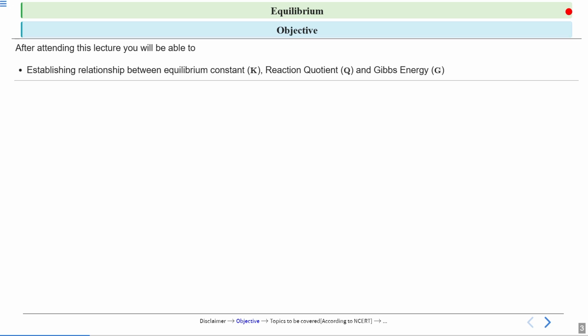You can just watch our lectures on thermodynamics. There you will get the idea of Gibbs free energy. Although you may not know it, I have put up a small definition. I will try to explain it in simpler terms, what Gibbs energy is. So don't worry if you do not know about this.